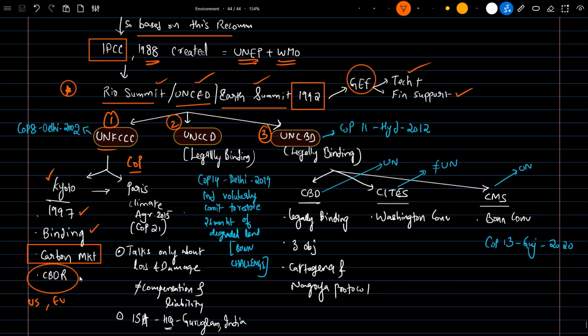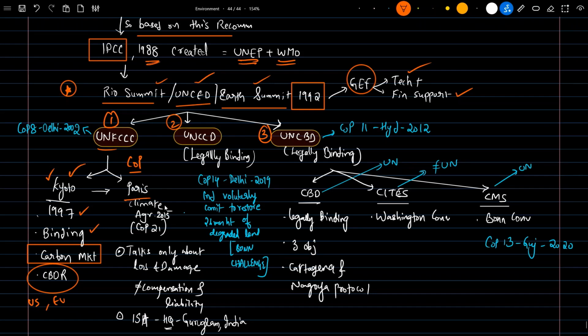What it says is that the measures we need to take may be common, but there will be different responsibilities for the historical emitters and the latest emitters. So this is about the Kyoto Protocol.